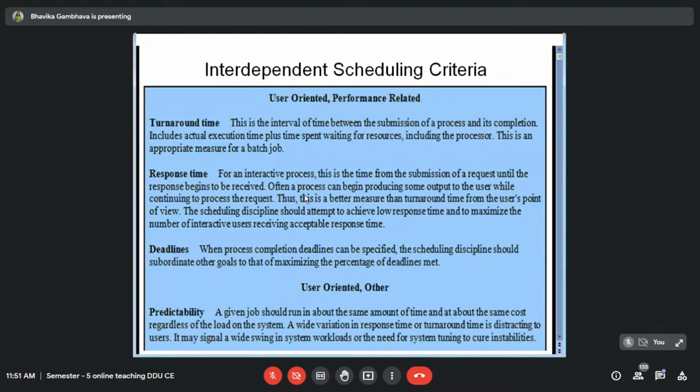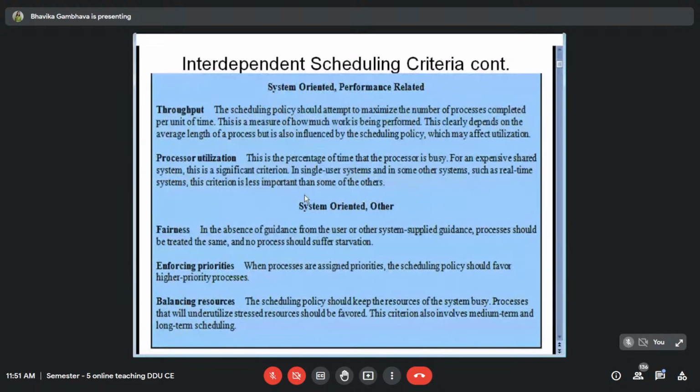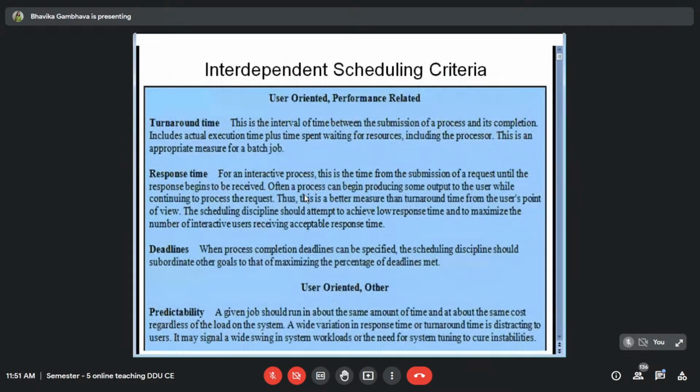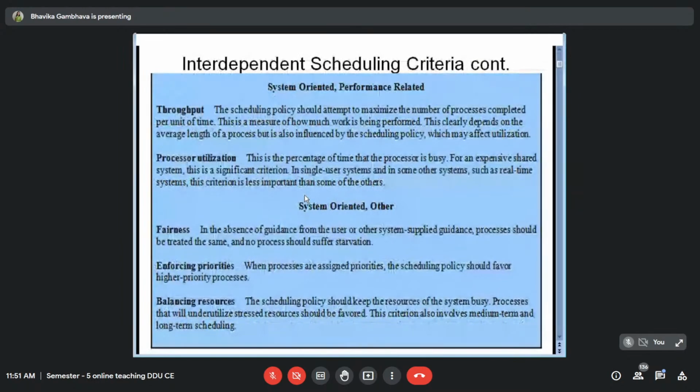If a task can specify a deadline, then how many deadlines are achieved will be decided, and our aim is to maximize the number of deadlines met. Then throughput is the maximum number of processes completed per unit time. That is a measure from the system's perspective. These were from the user's perspective. Processor utilization is the percentage of the time the processor is busy.